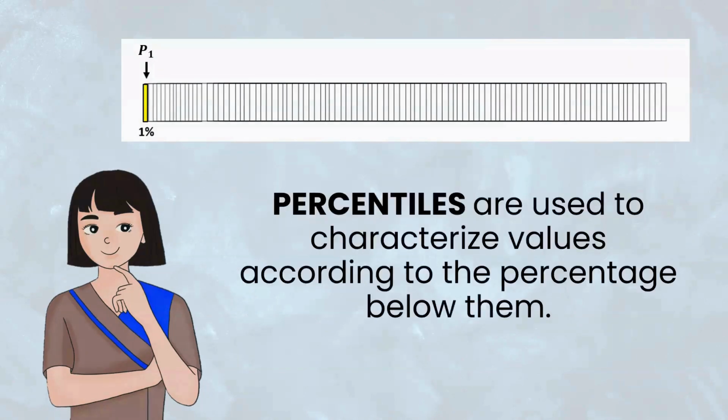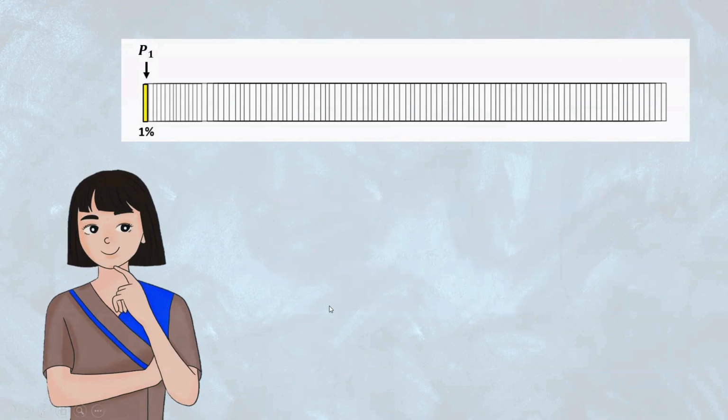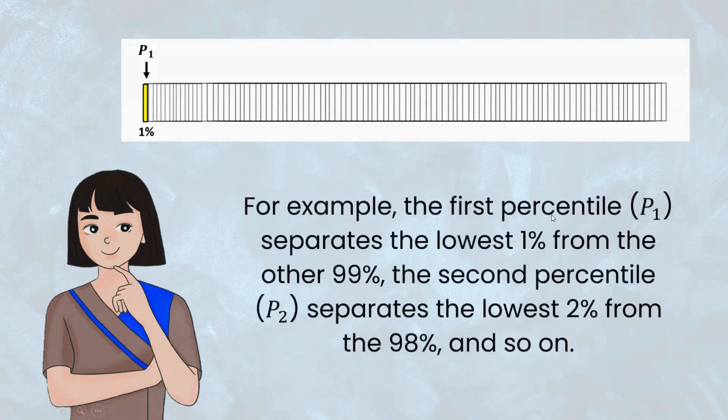Percentiles are also used to characterize values according to the percentage below them. Take, for example, the first percentile. It separates the lowest 1%, the yellow part, from the other 99% in the distribution. Another example, the second percentile is placed somewhere here. It separates the lowest 2% from the 98% of the distribution, and so on and so forth.